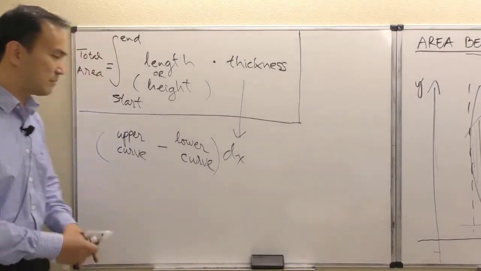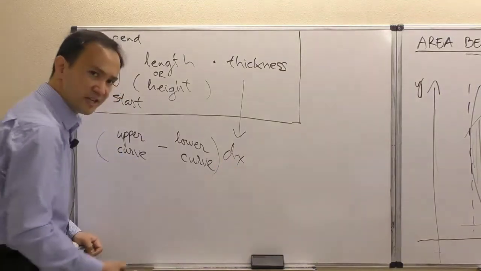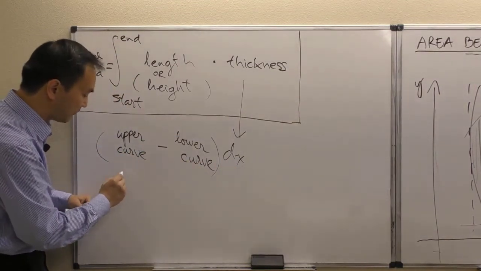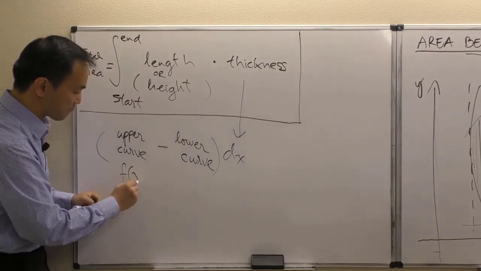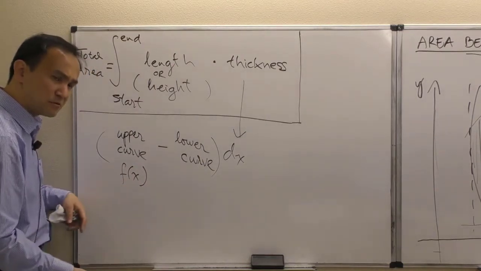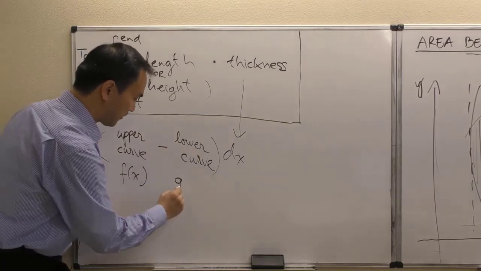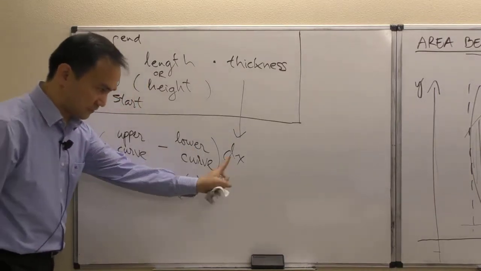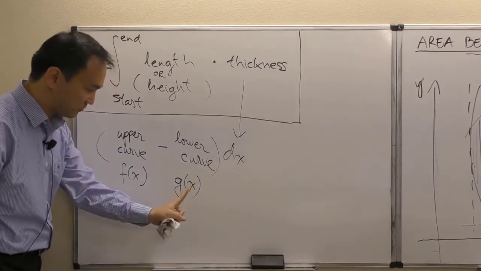Okay, so what do I mean by that? If this d expression here is a dx, that means the upper curve and the lower curve all have to be functions of x. So some function f of x is the upper one, and some function g of x has to be the lower curve. That's what I meant right here. The dx expression has to be consistent.